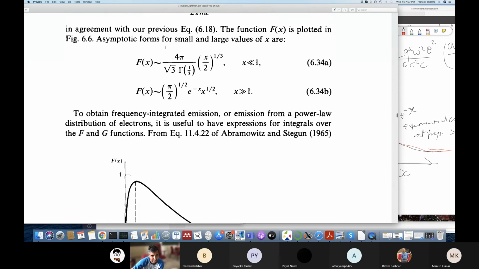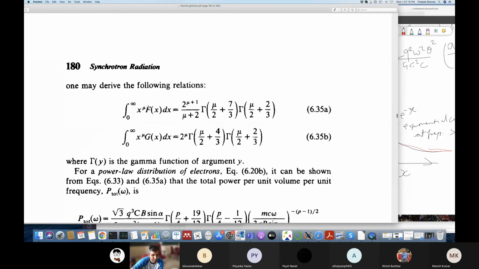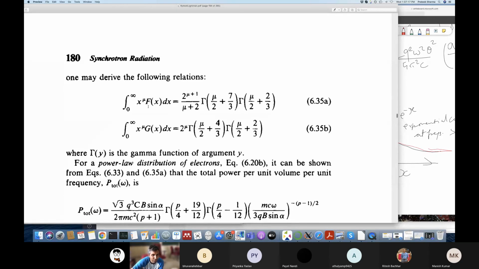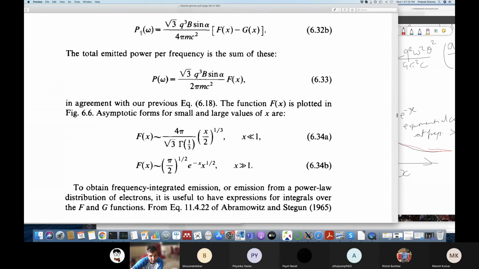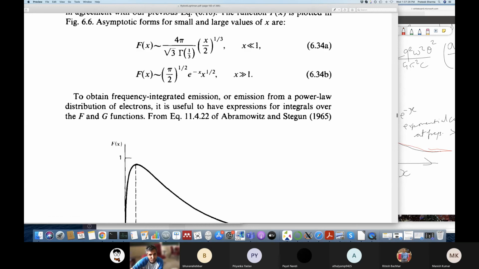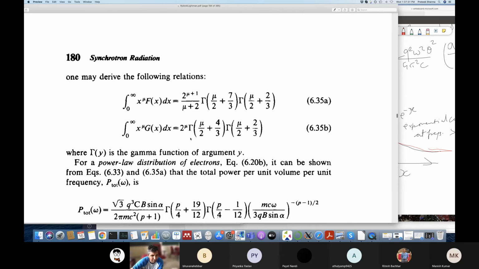And these are the expressions. This is messy. There are a lot of special functions that are used. For example, you have to do f(x) dx because you're integrating over all frequencies. So frequency has a one-to-one relationship with x. So if you do that integral, you may need these relations in terms of these gamma functions.